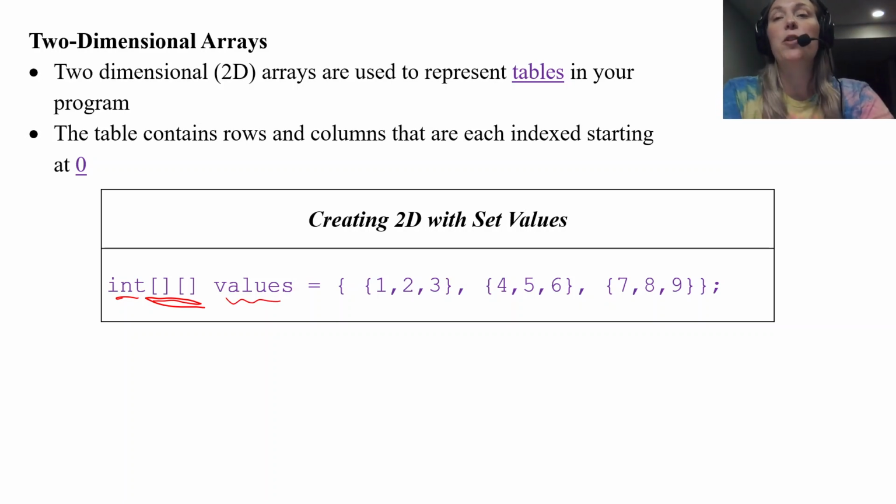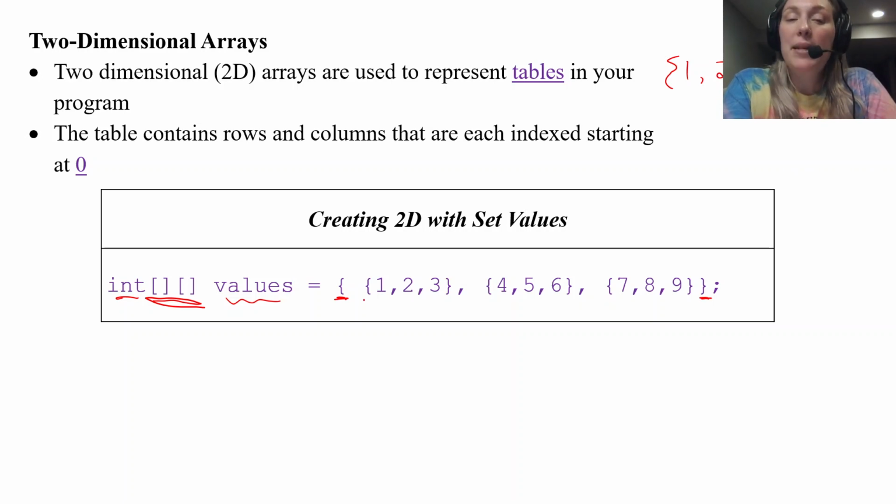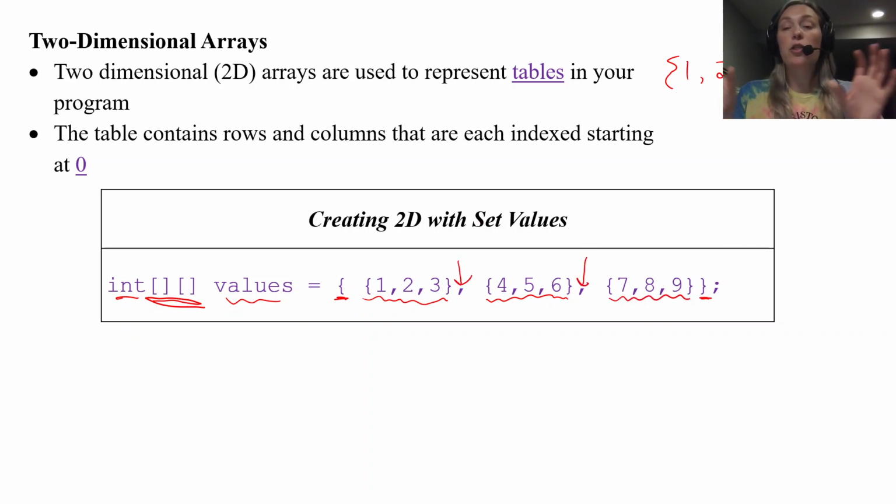And then with set values, with a one-dimensional array, remember I would separate each item with a comma and they'd be enclosed in curly brackets. Now with a two-dimensional array, we're going to have curly brackets inside of curly brackets. This curly bracket is matched up with this one, and those signal the entire array. Inside, you have smaller sets of curly brackets, each separated with a comma, okay? And those represent your different rows. So this is a row, this is a row, and this is a row, okay?